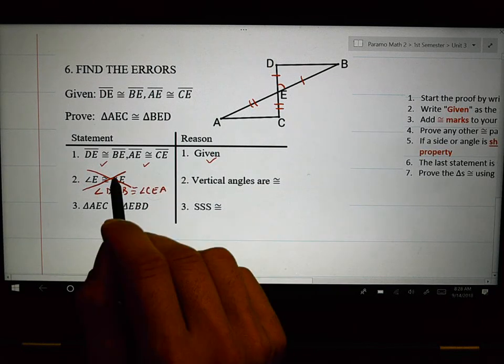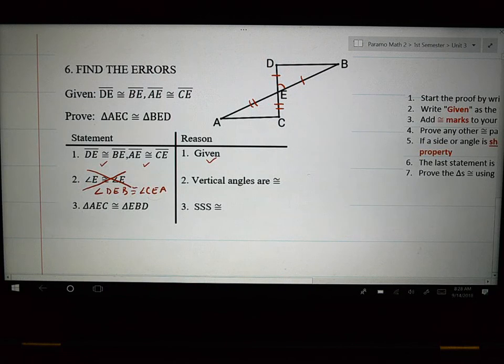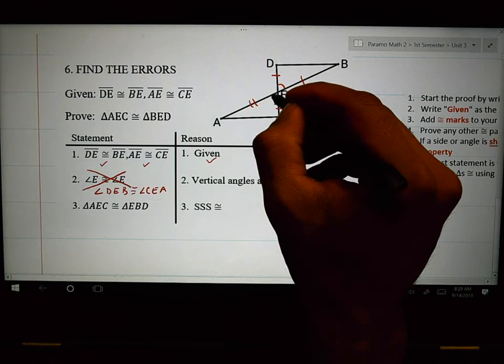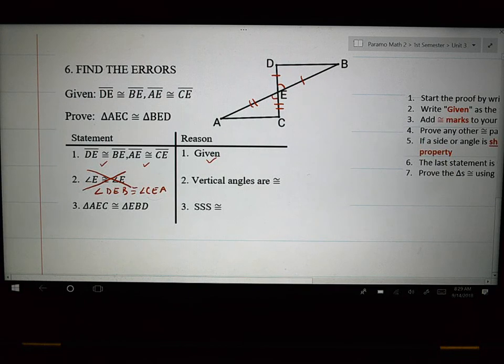So we're putting an X through it. We're putting what it should be. Is it okay if you put AEC and BED? AEC and BED, yeah, those are the same exact angles. You can write those forward or backwards.